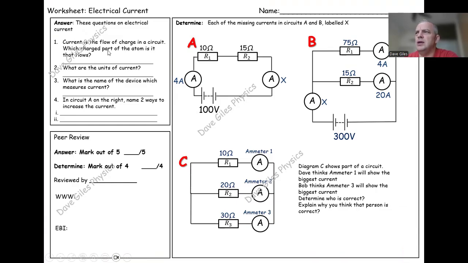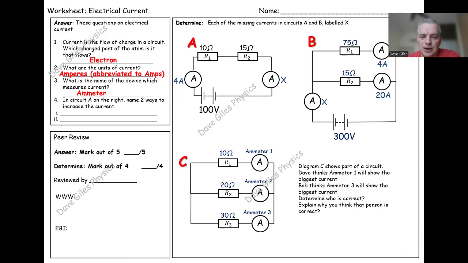Current is the flow of charge in a circuit. Which charged particle of the atom flows? Electrons. What are the units of current? Amperes, usually abbreviated to amps. What's the name of the device which measures current? It's an ammeter. In circuit A on the right, name two ways to increase the current.